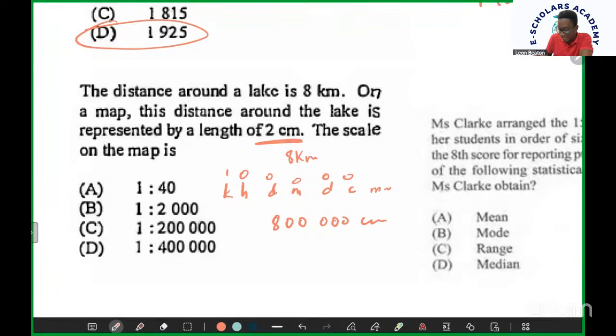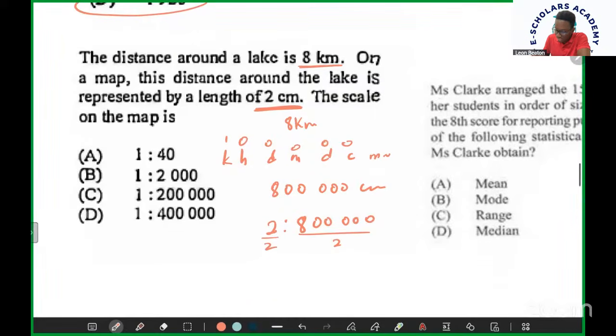They said 2 cm is represented by 8 km. This will be 2 to 800,000. Of course, I don't have that answer here, so we can divide both sides by 2. 2 divided by 2 is 1. 800,000 divided by 2 would be 400,000. So the answer here is D.